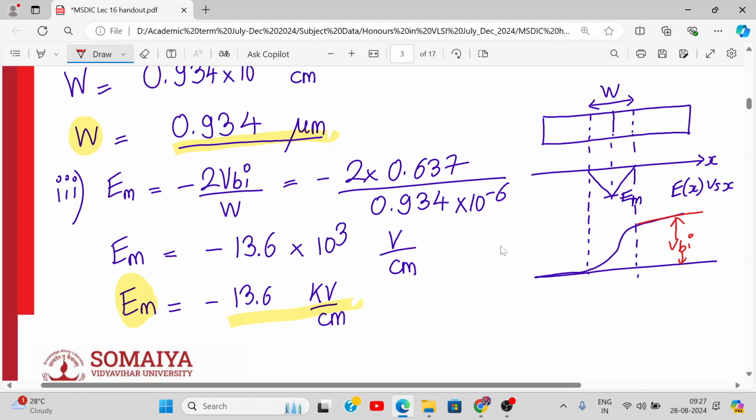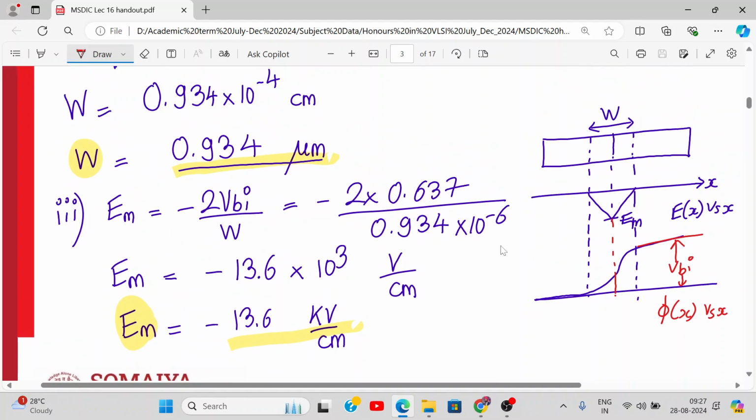So this plot is phi of X versus X. Why do we write E of X? Because it's a function of distance. Okay, they can tell you to draw this diagram or comment on the result also. So this is the way we can show them easily.